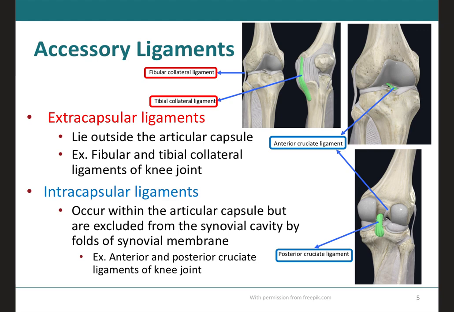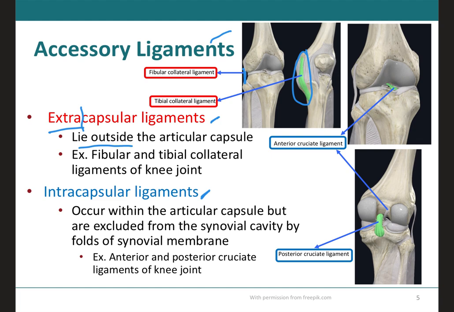Many synovial joints will also contain what we call accessory ligaments that are going to be called extracapsular ligaments and intracapsular ligaments. Like the name says, extracapsular ligaments are going to lie outside the articular capsule, such as the ones we see here, which are the fibular and the tibial collateral ligaments of the knee. As you can see, they're on the outside of the capsule.